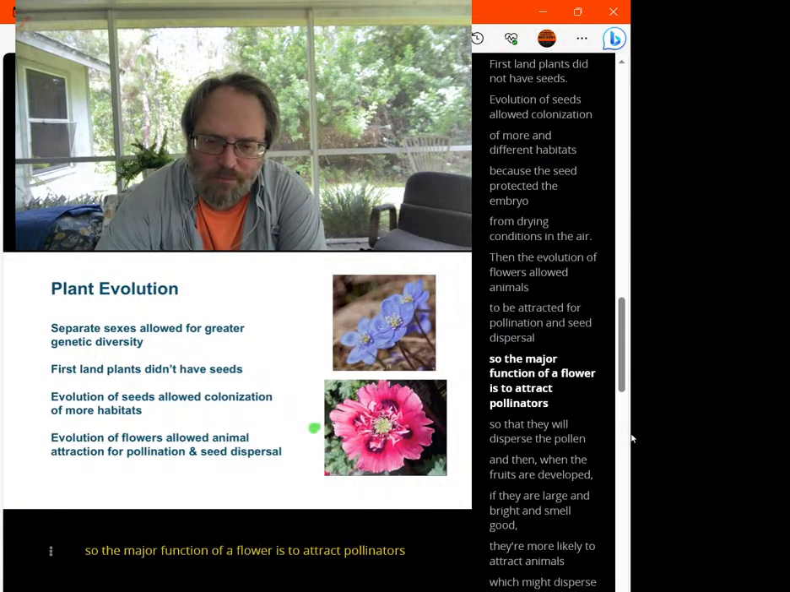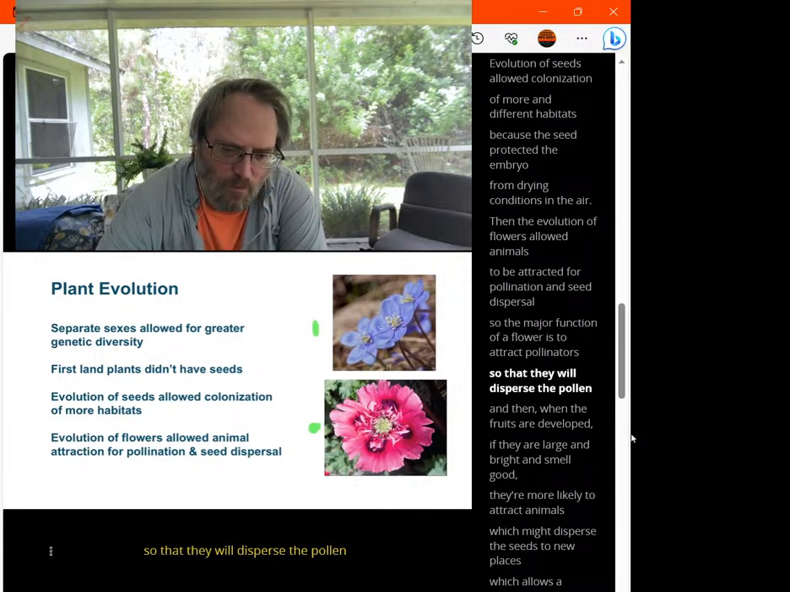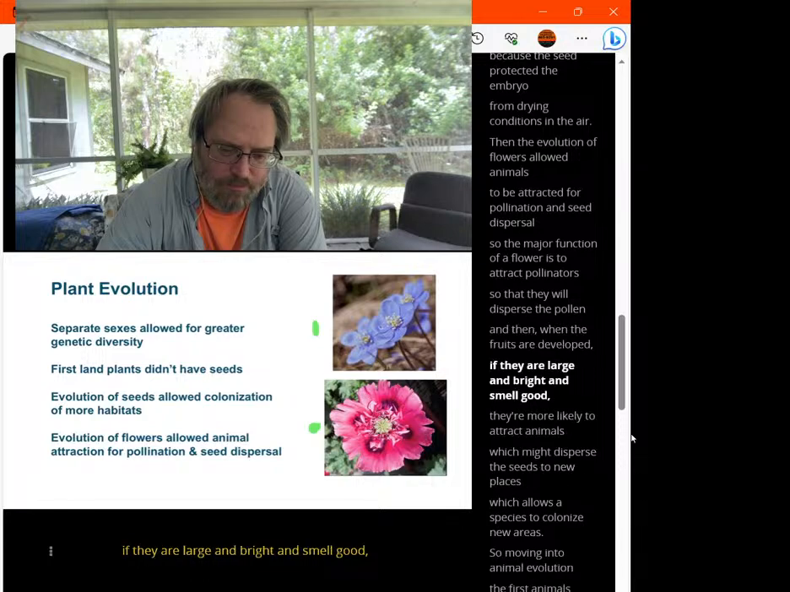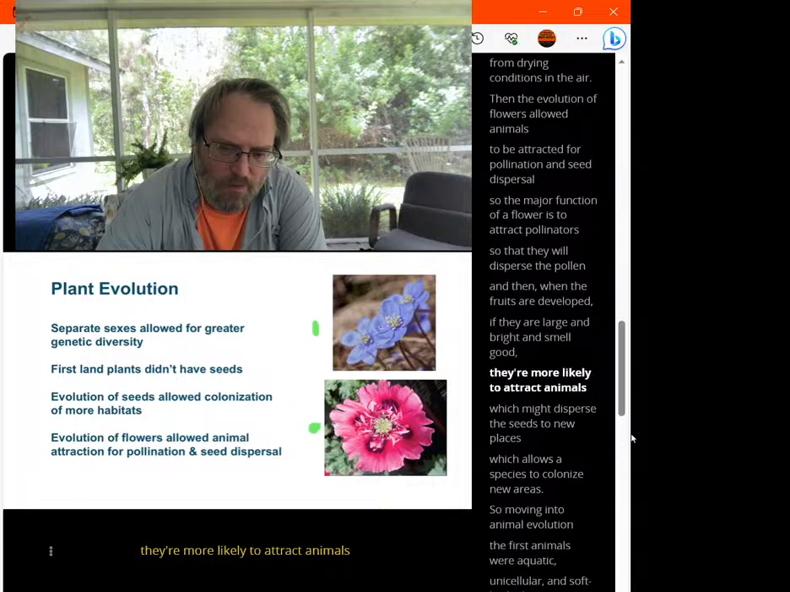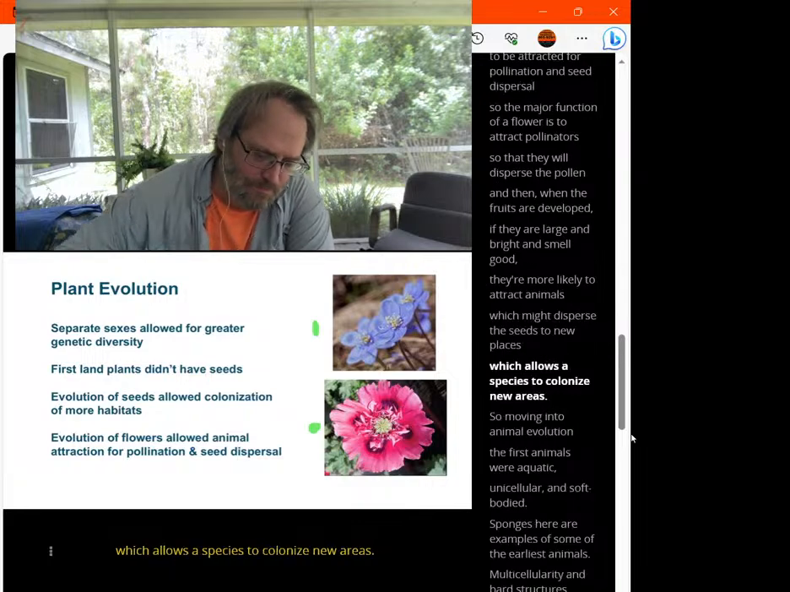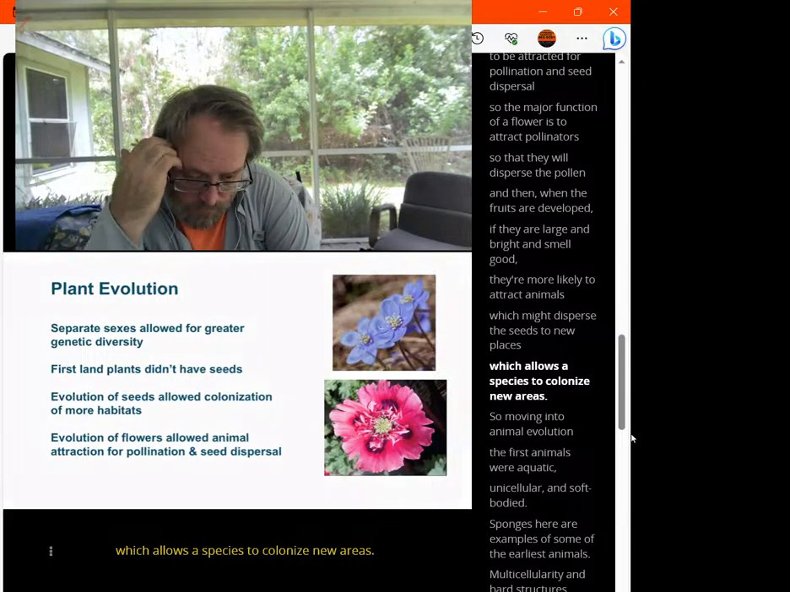So the major function of a flower is to attract pollinators so that they will disperse the pollen, and then when the fruits are developed, if they are large and bright and smell good, they're more likely to attract animals which might disperse the seeds to new places, which allows a species to colonize new areas.